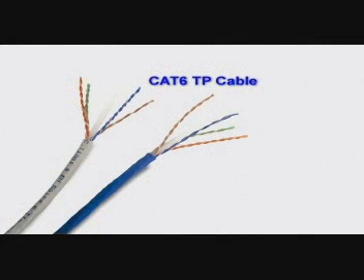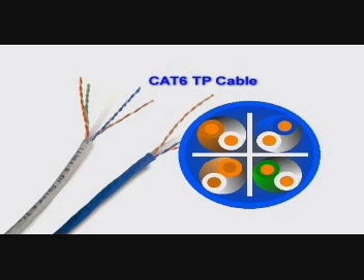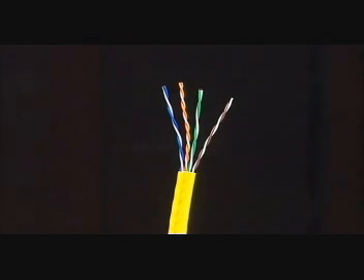Category 6 cable is designed to handle data transfer rates up to 1,000 megabits per second by sending data at 250 megabits per second over all 4 pairs simultaneously. The cable incorporates new designs to physically separate the pairs to reduce crosstalk, such as a plastic separator, such as this, or by using a flat jacket molding, such as this.